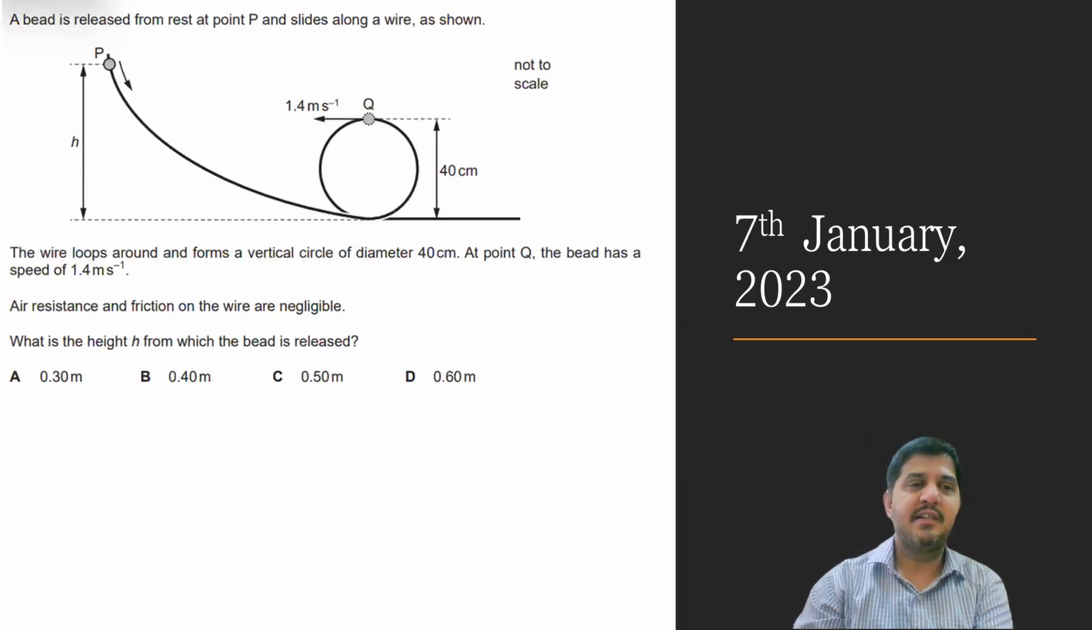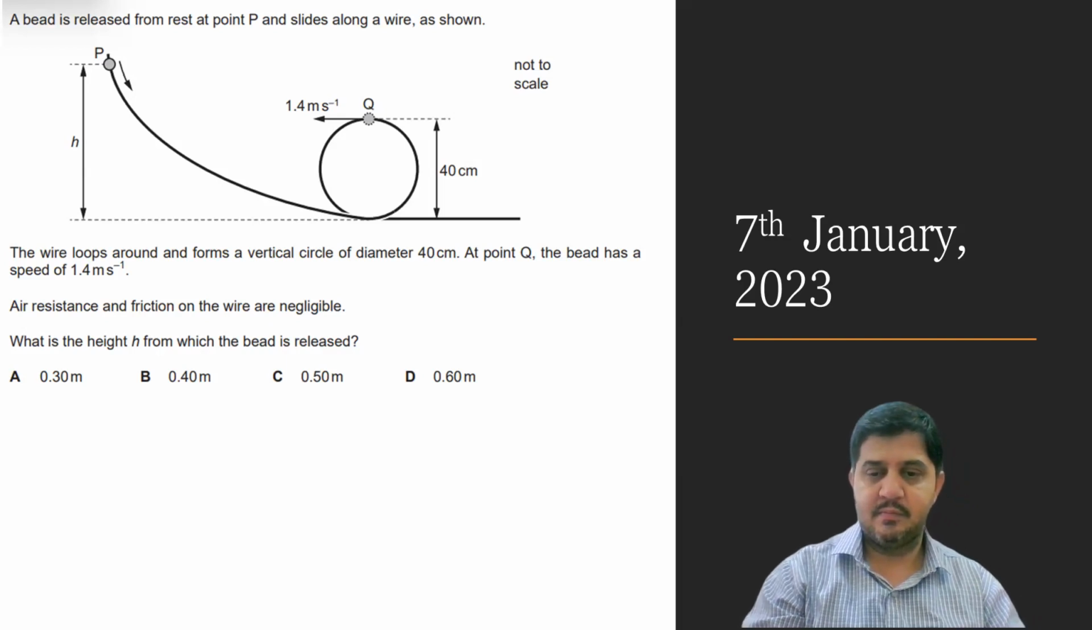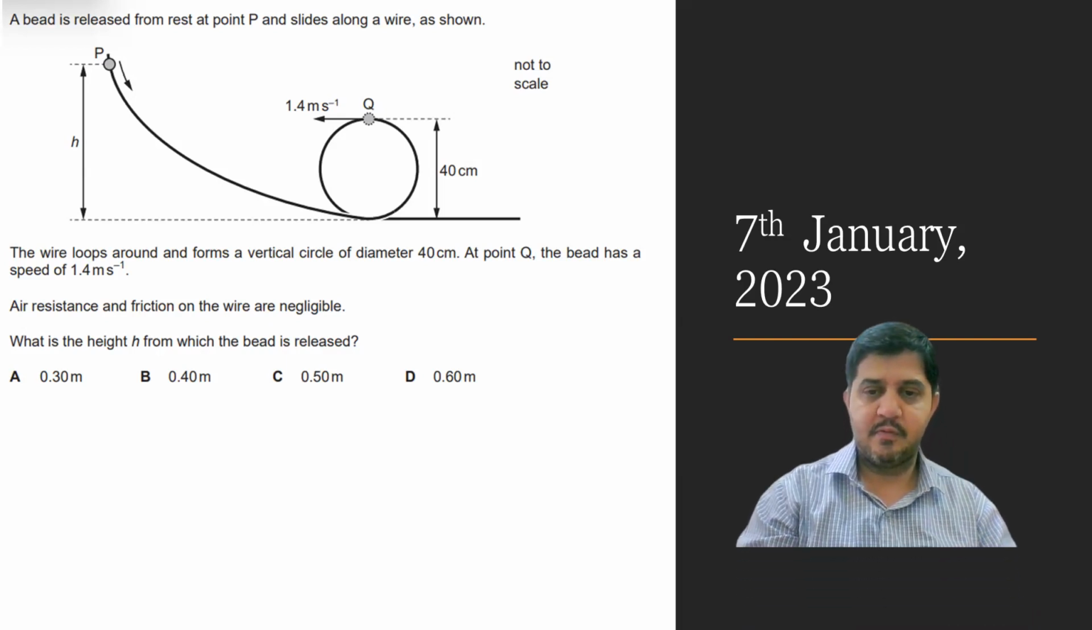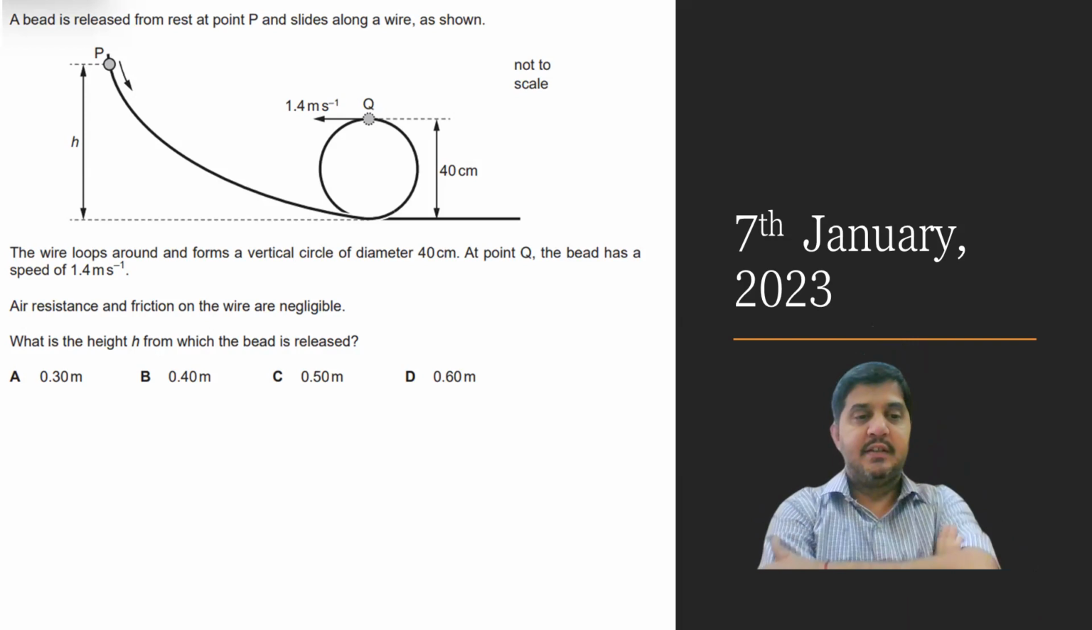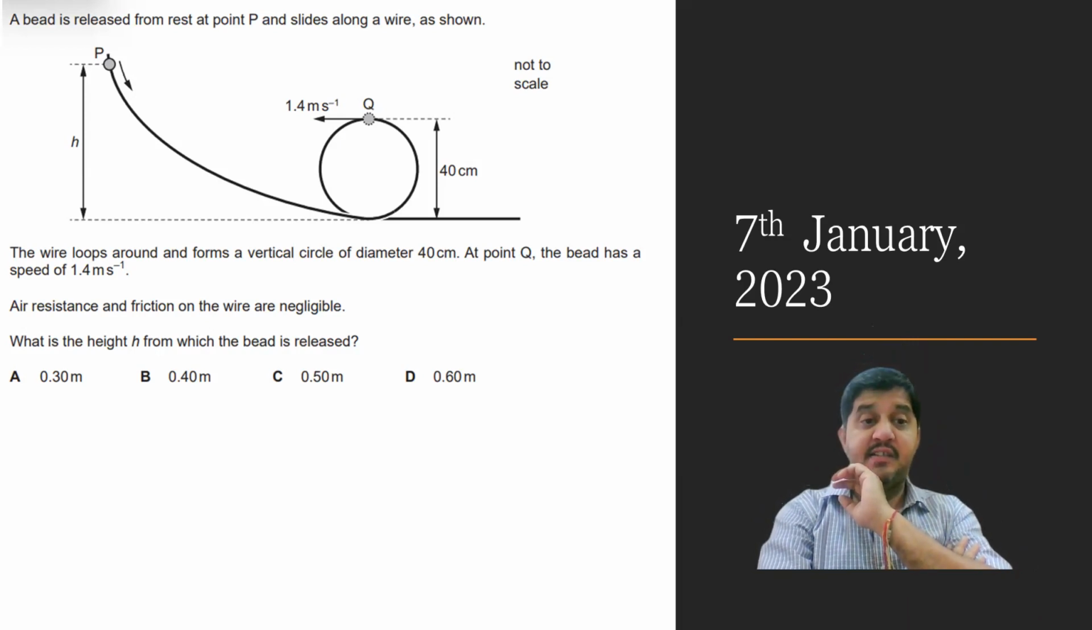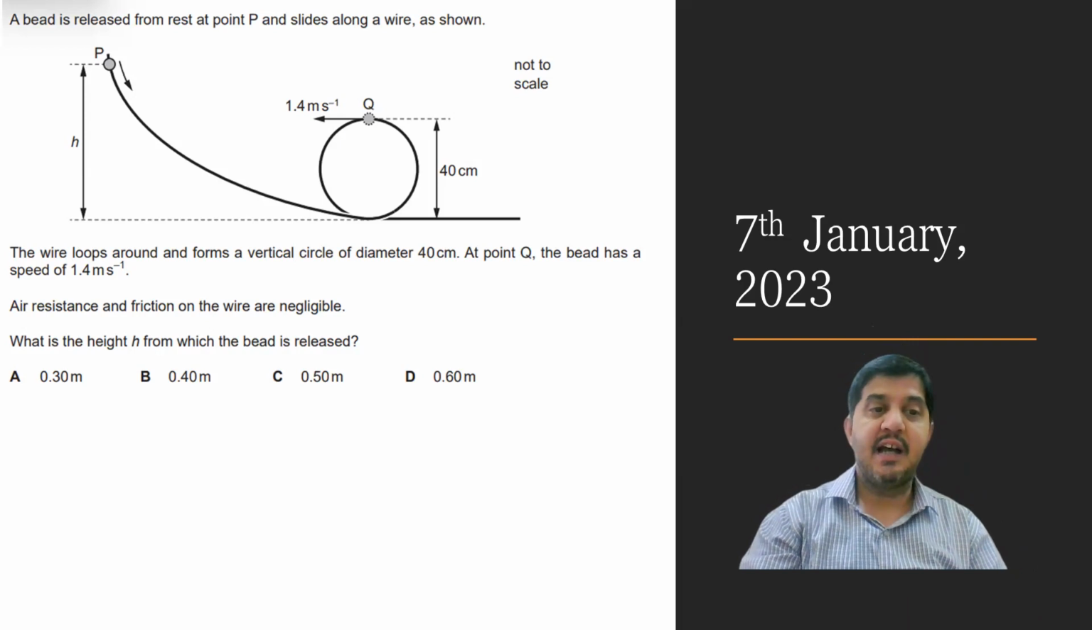A ball is released from rest at a point P along a wire as shown. The wire loops around and forms a vertical circle of diameter 40 centimeters. At point Q, the bead has a speed of 1.4 meters per second. So it starts from here, keeps on going like this, and finally reaches this point, and the velocity at the point is given. Air resistance and friction of the wire are negligible. What is the height from which the bead is released? So you need to find out what is the height from here.